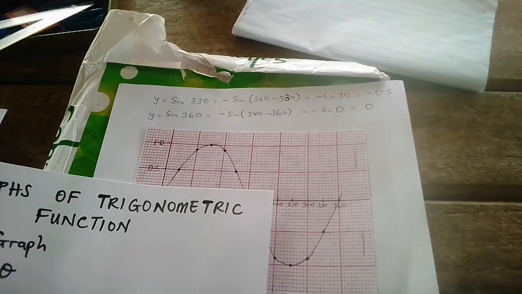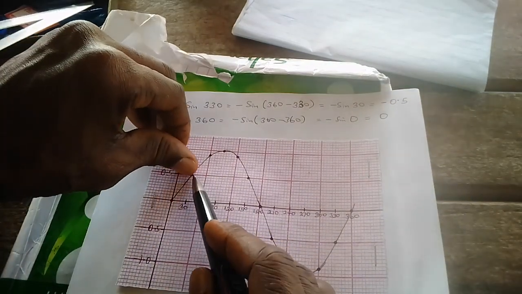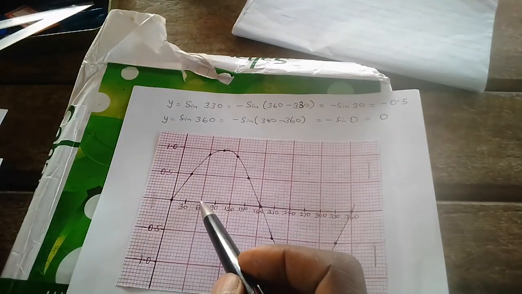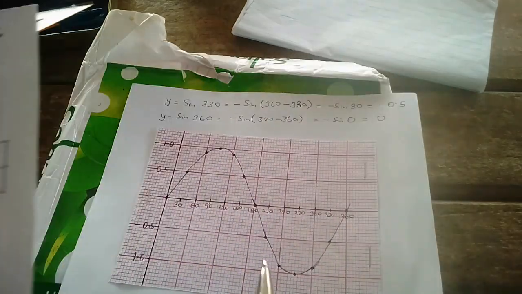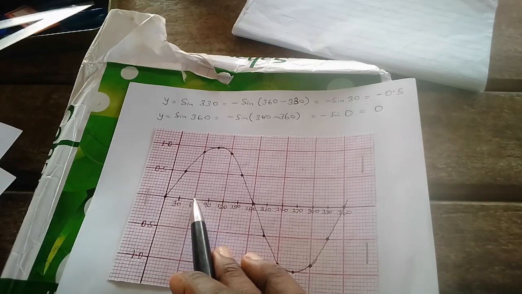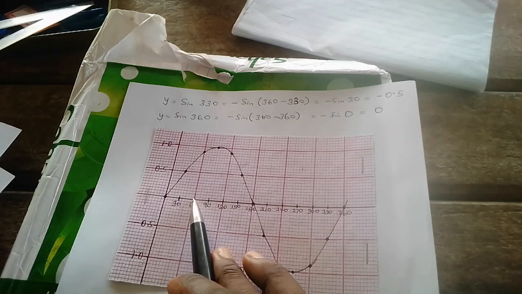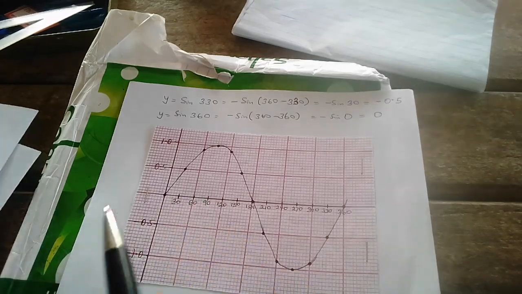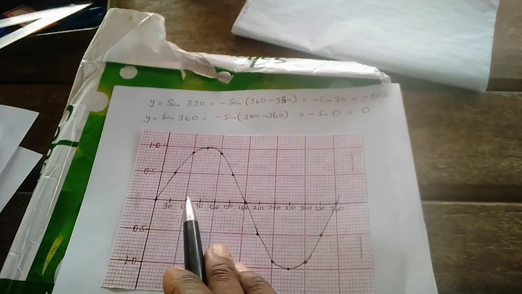When theta is 30, y is 0.5. So theta is 30 here, y is 0.5. This is their point of intersection. When theta is 60, y is 0.866. Now you realize that it will be difficult for me to get 0.866, so I will do it to 1 decimal place. Instead of 0.866, I'm having 0.9. 0.866 to 1 decimal place is 0.9. So I'm going to plot 0.9 against 60.